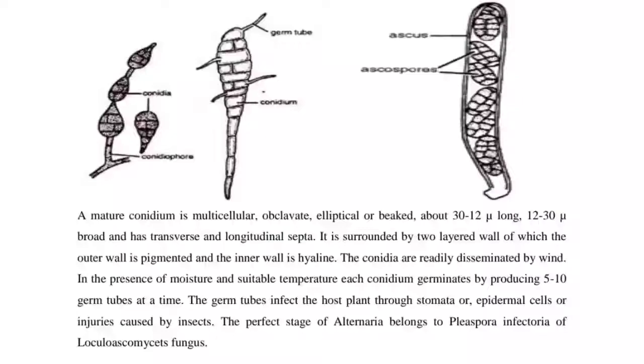The conidia are readily disseminated by wind. In the presence of moisture and suitable temperature, each conidium germinates by producing 5 to 10 germ tubes at a time. The germ tubes infect the host plant through stomata or epidermal cells or injuries caused by insects. The perfect stage of Alternaria belongs to Pleospora infectoria of the loculoascomycetes fungus.